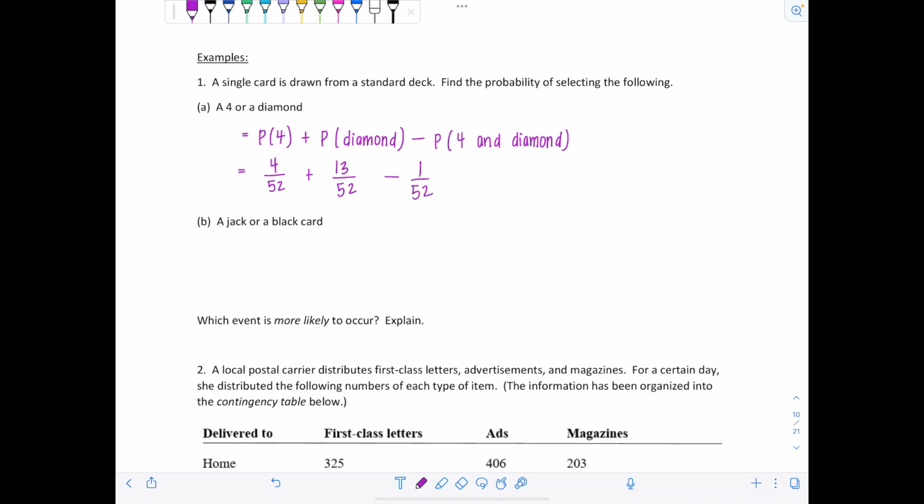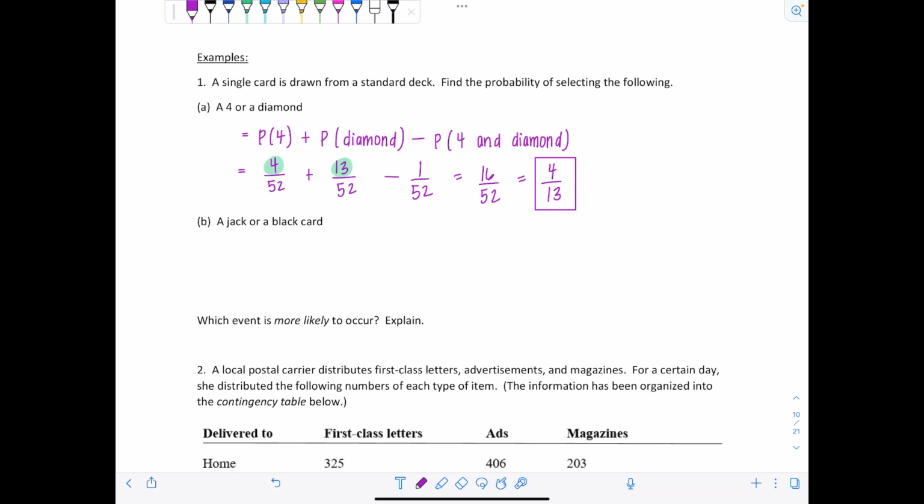Because if you think about it, we counted that 4 of diamonds twice. I counted it here with all the 4s, and then I counted it again with all the diamonds. So we've got to take one of them out. 4 plus 13, that's 17, minus 1, that gives us 16 out of 52. And then I can divide top and bottom by 4. So this is 4 over 13.